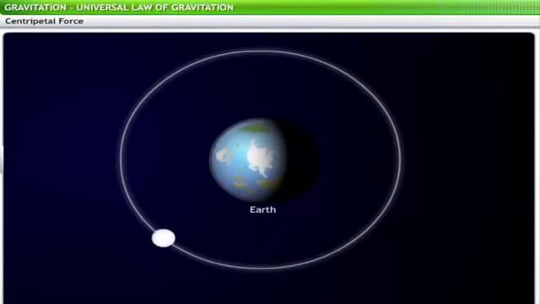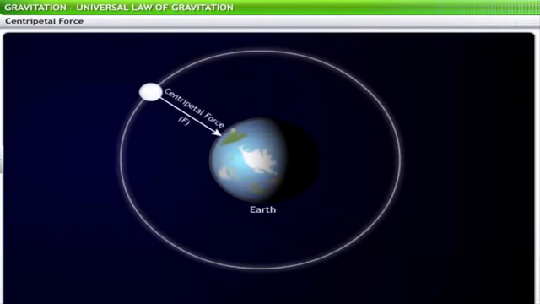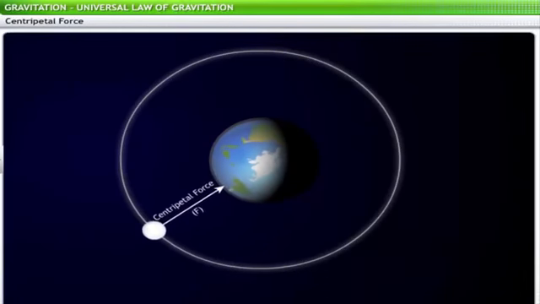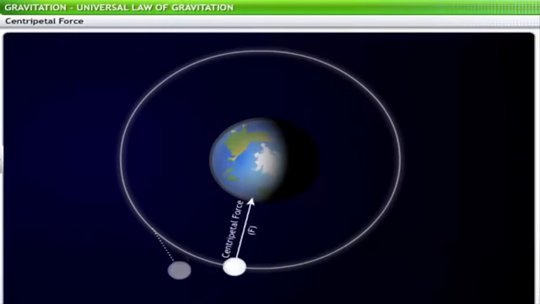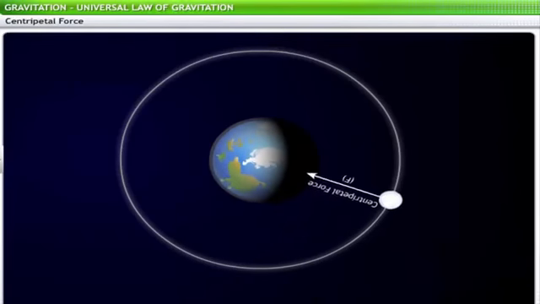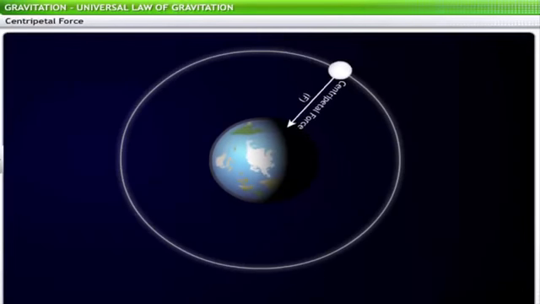The reason for the motion of the moon around the Earth is similar to that of the motion of the hammer just discussed. The gravitational force of attraction between the Earth and the moon provides a centripetal force for the moon. In the absence of centripetal force, the moon would follow a tangential path similar to that observed in the case of the hammer discussed. In that case, our moon would have flown away from the Earth long back.